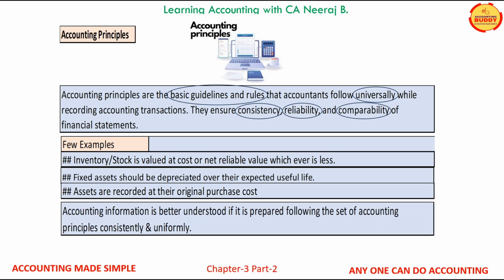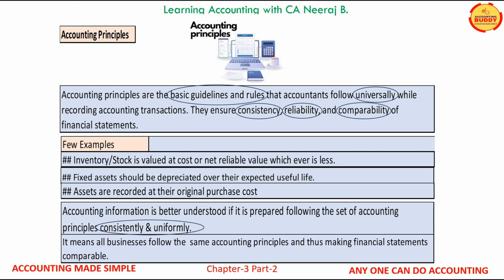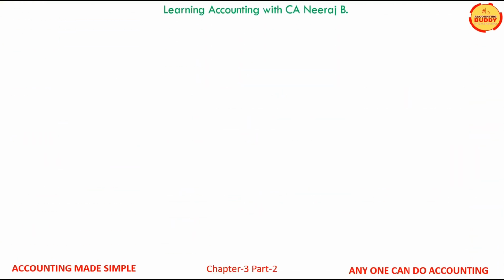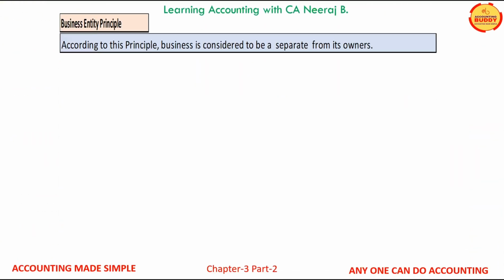Therefore, we can say that when a set of accounting principles are consistently and uniformly followed, the user is in a better position to understand the financial statements for decision making. It also means that since all the businesses follow the same accounting principles, the comparison of financial statements becomes much easier and meaningful. Business entity principle is one of the most important accounting principles.